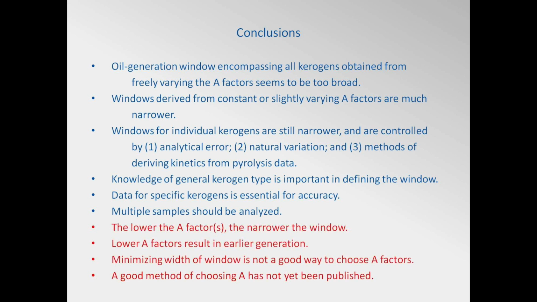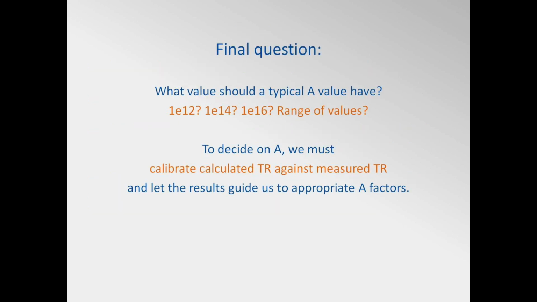You'll notice that the last four conclusions have all focused on the question of how to choose an A factor and what value we should use for an A factor. So our final question is, what value should a typical A factor actually have?